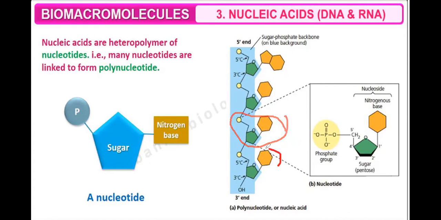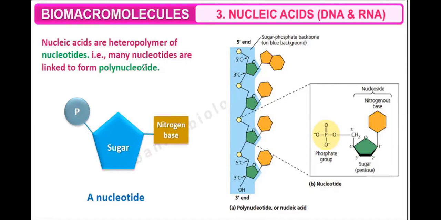When many nucleotides join together, they form a polynucleotide. This is the 5' end, and here is carbon 3, that's why it is the 3' end. The backbone is made up of sugar and phosphate, and the bases project from it. This is on a blue background. I hope this structure of nucleotide is clear.